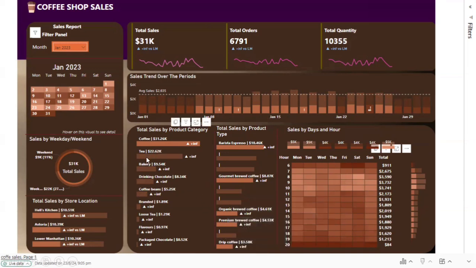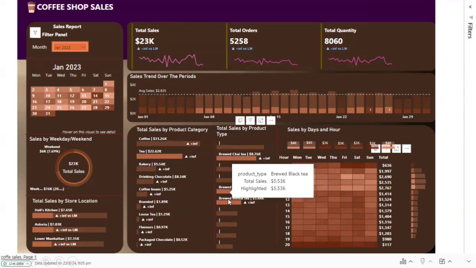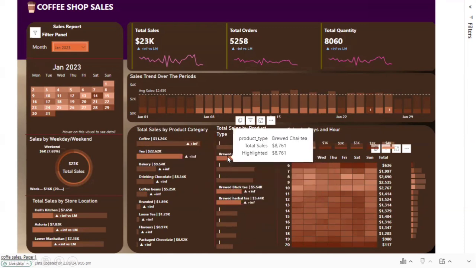Another category we can see here is tea. After coffee, we can see there is tea. In tea, we have a total of three products: brewed chai tea, brewed black tea, and brewed herbal tea. So chai tea performed very well. The revenue is 8,761 for the whole of January.